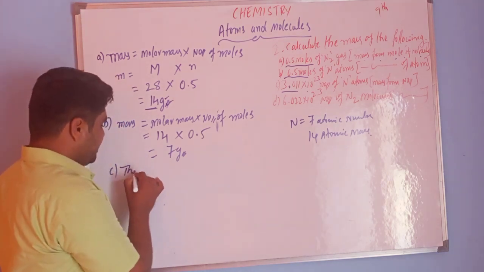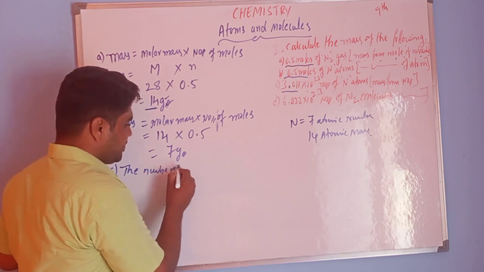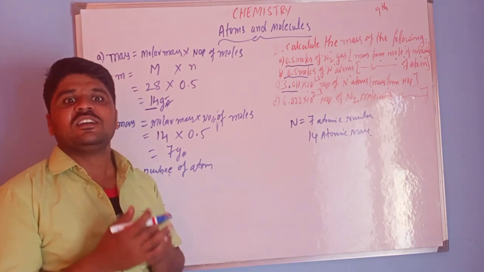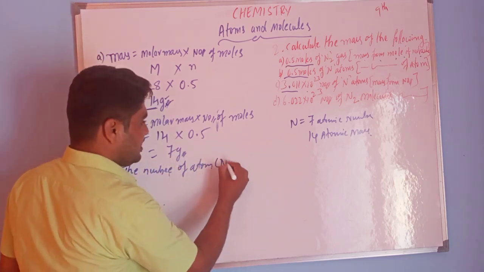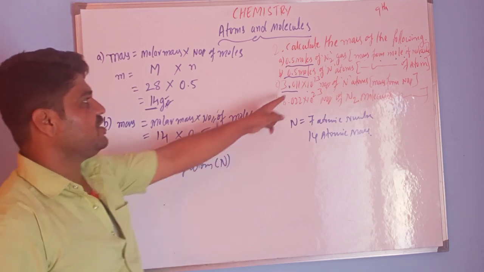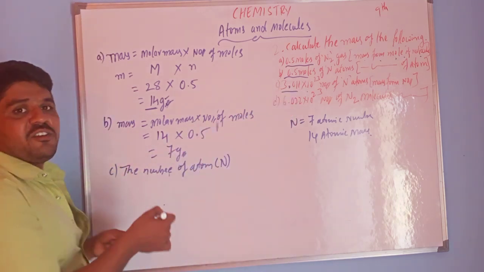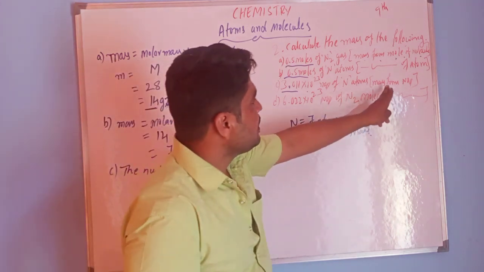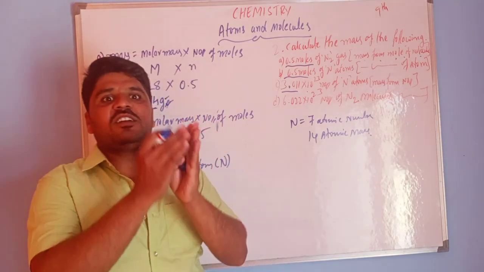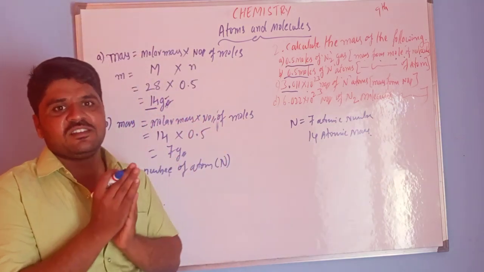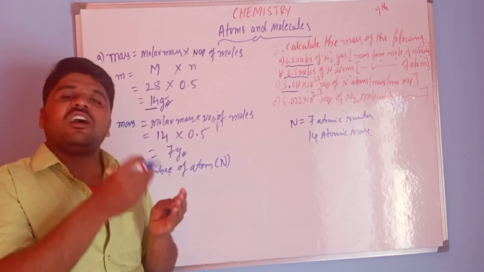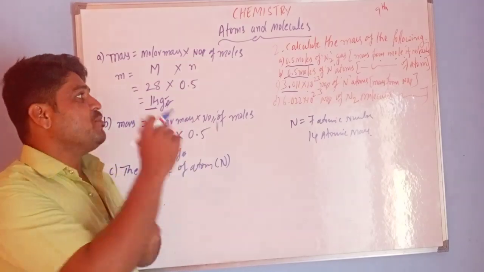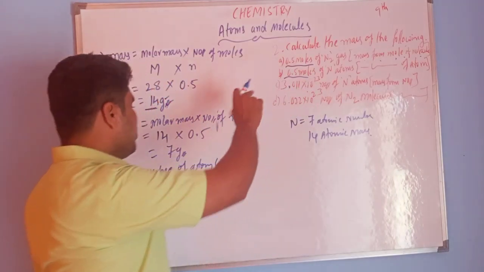The number of atoms, the symbol for that is capital N. This is the value, and we have to find out the mass. But before going to the mass, we have to find the moles. From this number of atoms we have to find the moles first.